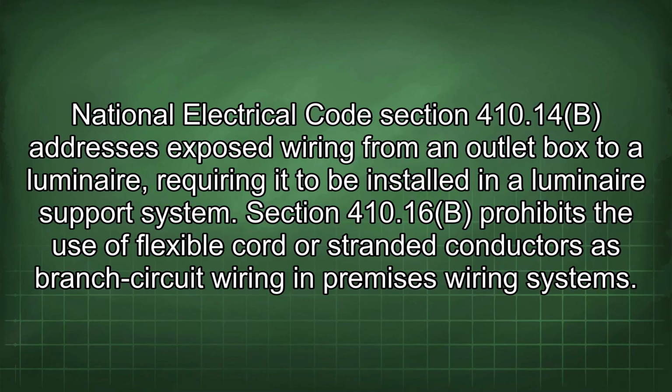National Electrical Code Section 410.14(B) addresses exposed wiring from an outlet box to a luminaire, requiring it to be installed in the luminaire support system. Section 410.16(B) prohibits the use of flexible cord or stranded conductors as branch circuit wiring in premises wiring systems.